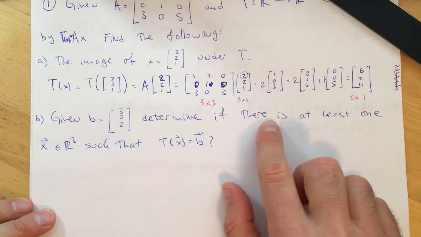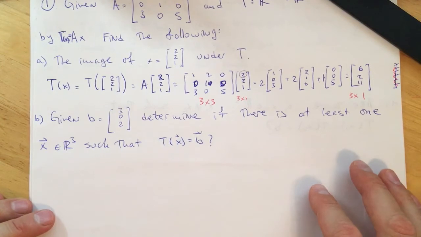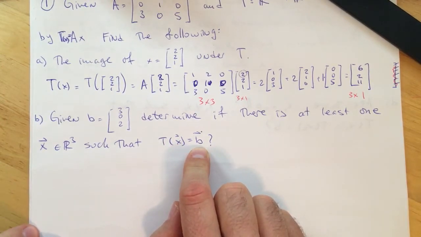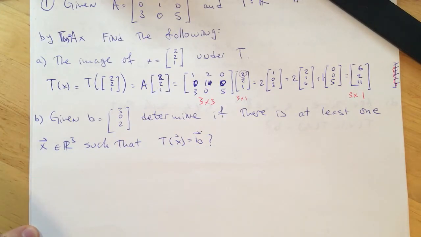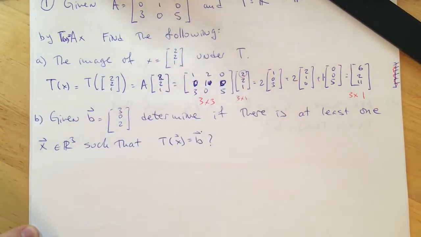given the vector b, determine if there is at least one vector in R3 such that T of that vector is equal to b. Well, here basically the question becomes, is b in the range of the transformation T? Or in other words, can this vector b be expressed as a linear combination of the columns of the standard matrix A?